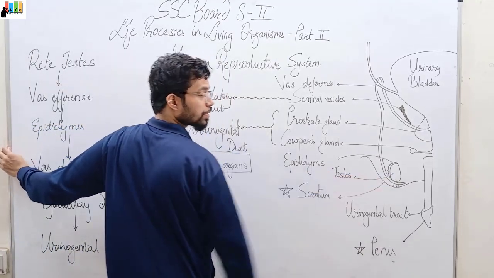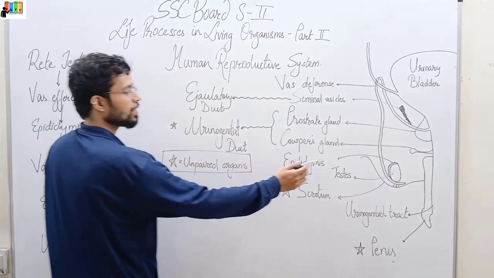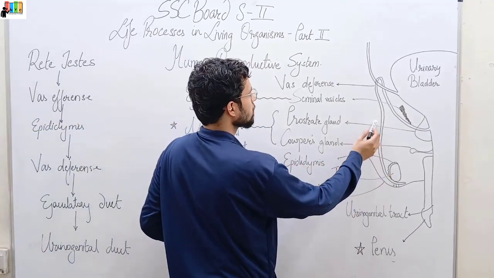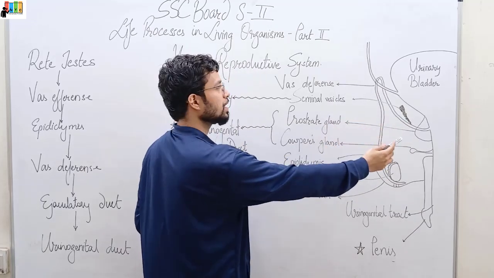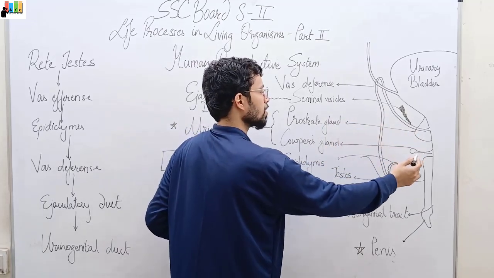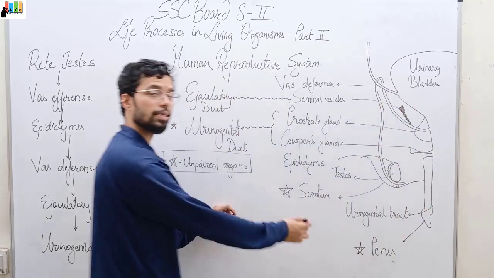So they are going to be produced over here and then they will be let out. So they start their journey from here to vasa efferentia, to vas deferens, then the seminal vesicle, then the prostate and Cowper's gland. And then finally, to the urinary tract, it is sent out.